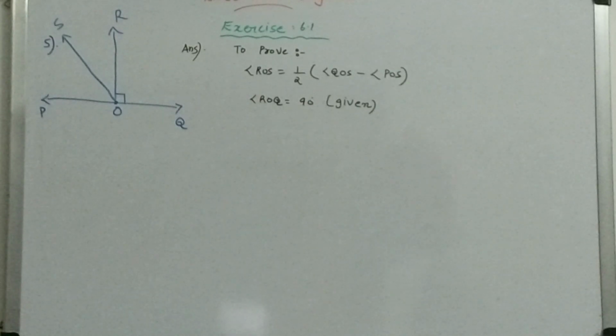Now let's move on to the fifth question. The question is: in the figure, POQ is a line, ray OR is perpendicular to line PQ. OS is another ray lying between rays OP and OR. Then prove that angle ROS is equal to half of angle QOS minus angle POS.